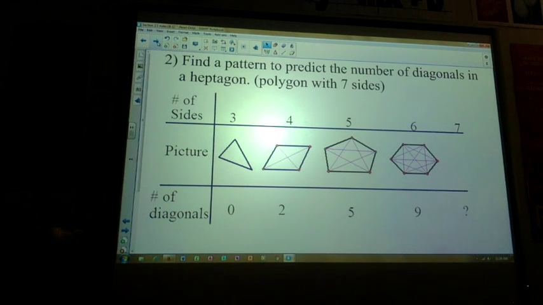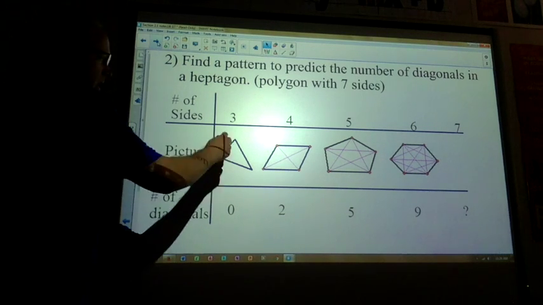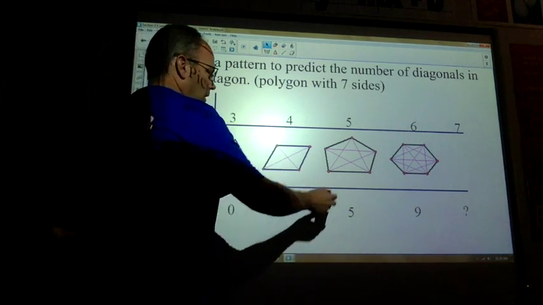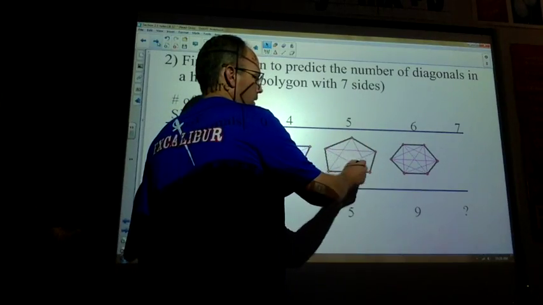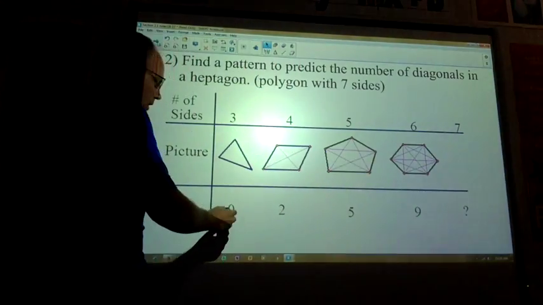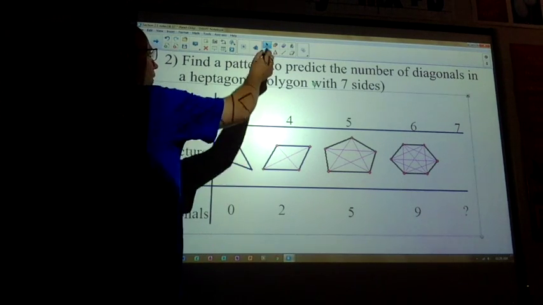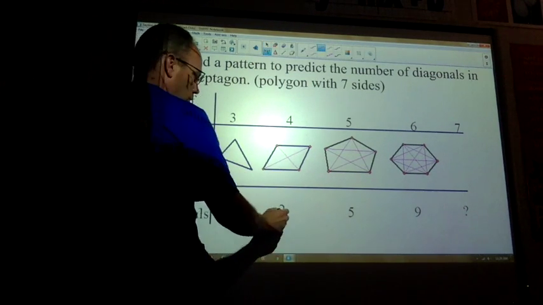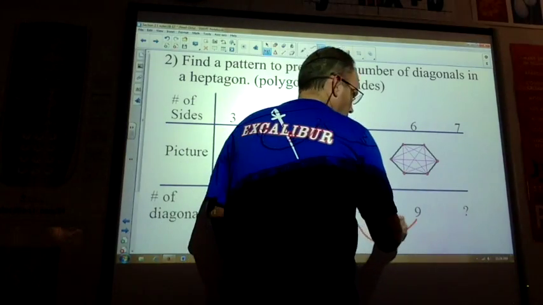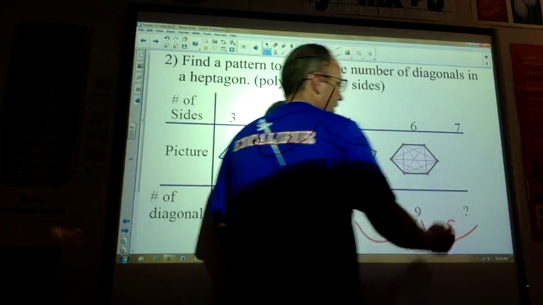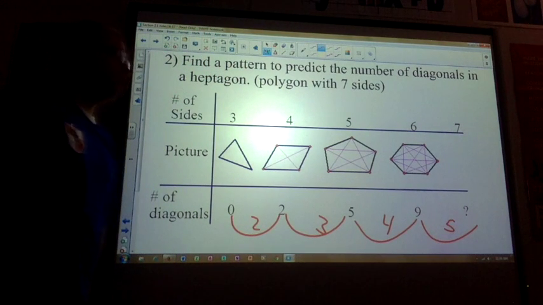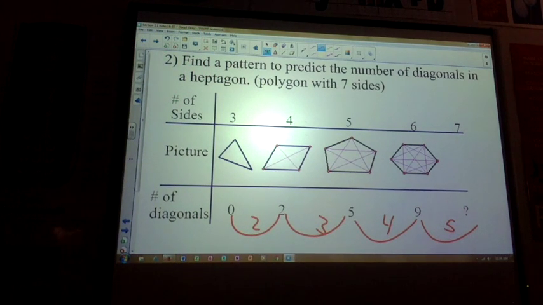All right. Find a pattern, predict what's next. Number of sides, 3. Number of sides, 4. Number of sides, 5. Number of sides, 6. A 7-sided object we don't have here yet. Number of diagonals, none. Number of diagonals, 2. Number of diagonals, 5. Number of diagonals, 9. So let's see. If I went from 2, 3, to 4, would you think that this would have 5 diagonals? Does that seem like it's logically making sense?